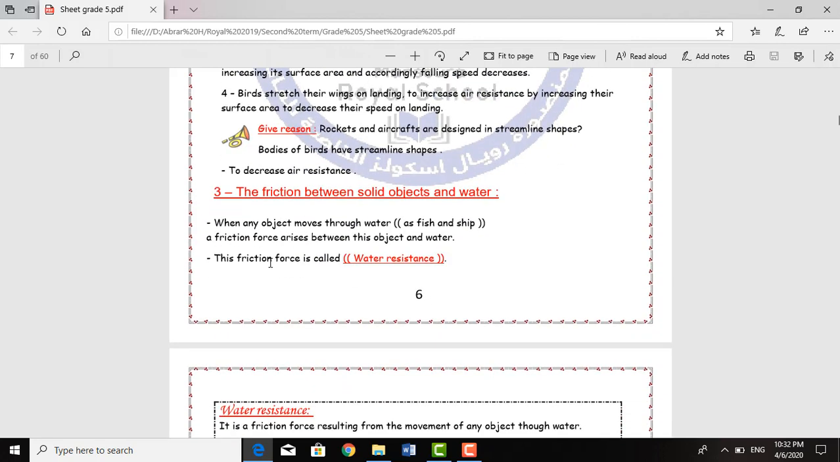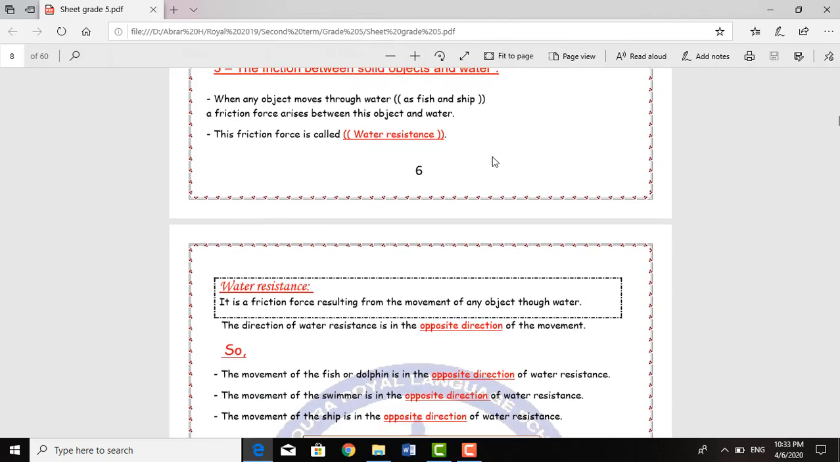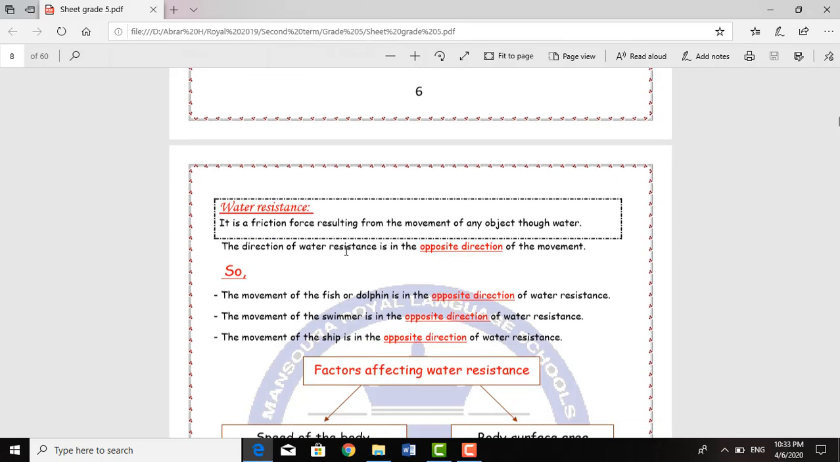The third type of the friction force is the friction between solid objects and water, and this means that I have two surfaces. One of them is solid and the other one is water, and here I call this type of friction water resistance. When any object moves through water, like a fish or a ship, a friction force arises between this object and water, and this type of friction is called water resistance.